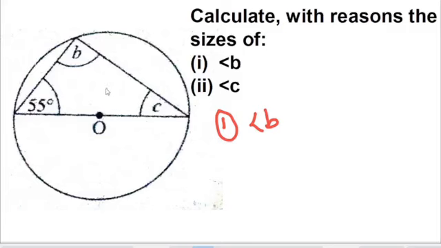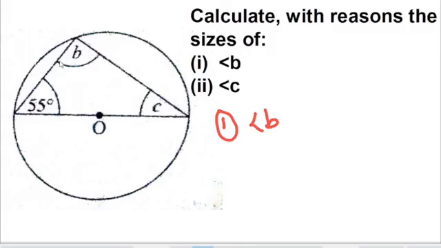To find angle B, we need to use one of the theorems and explain. When you look at this line passing through the center O, it is called a diameter. This diameter cuts the circle into two equal parts, a semicircle. An angle in a semicircle is a right angle. That is the theorem. When you look at this diameter, there is another chord drawn here and another chord drawn there.